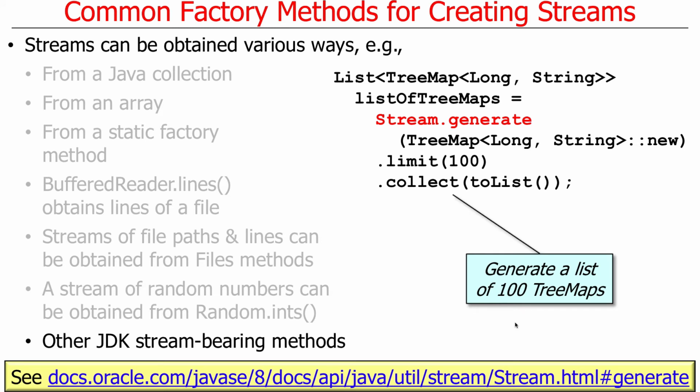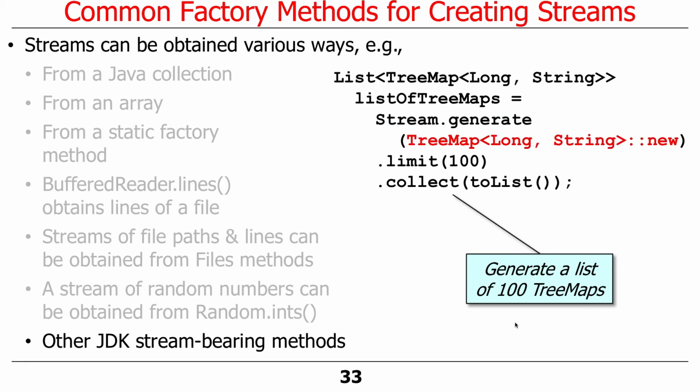There's some other cool things here. There's a method called generate, which you can use to generate a bunch of things. So in this particular case, we're going to generate an infinite set of tree maps, and then we're going to limit it to the first 100, and we're going to collect that into a list. So we end up with a list of tree maps, and we control what a tree map is. We make a tree map. Tree map's a class I would have written, for example. And we're going to make 100 tree maps, which could be useful for something.